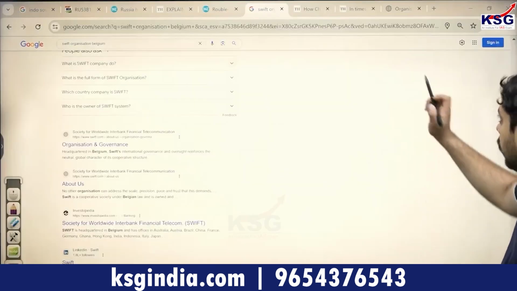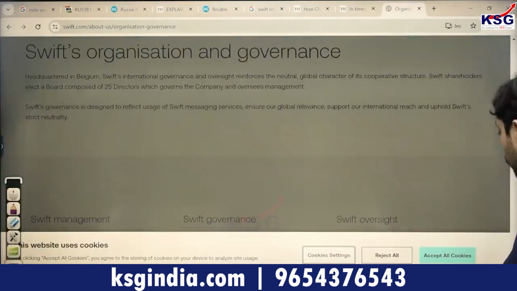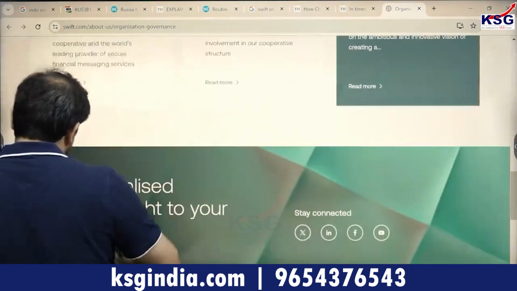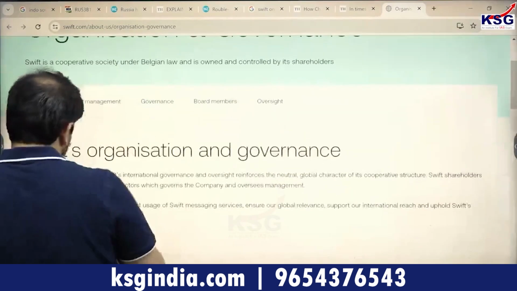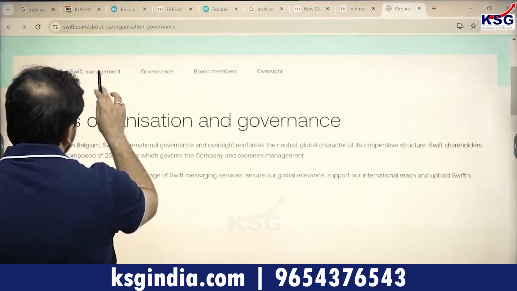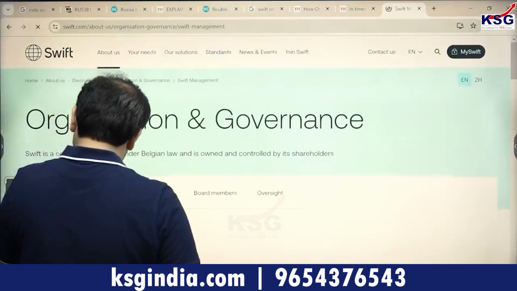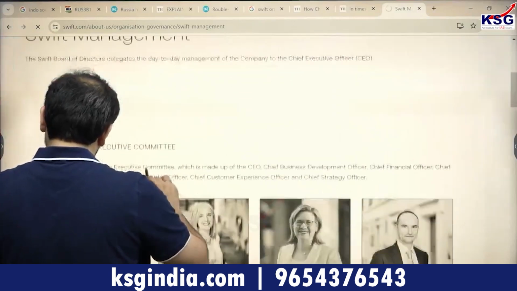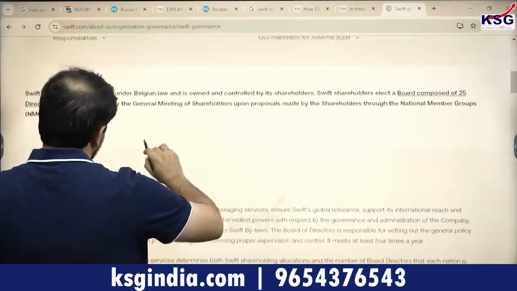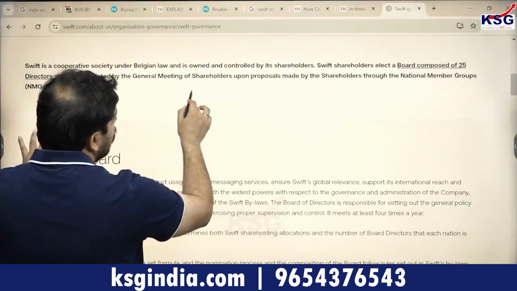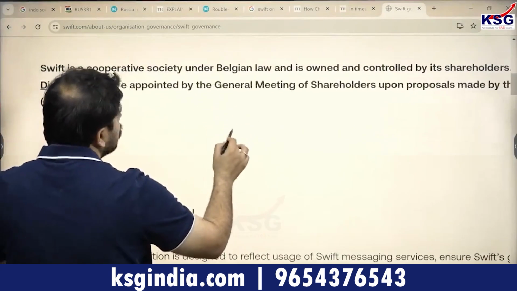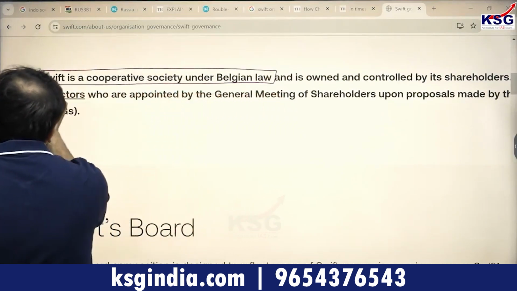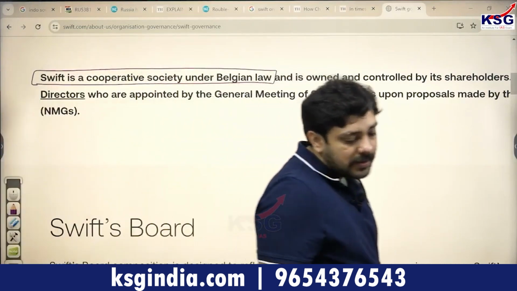Now, take a look at this. If you go to the website of Swift and take a look at what you can call the organizational structure of Swift, take a look at this. Swift is a cooperative society under Belgian law, right? This is the simple understanding of what Swift is.